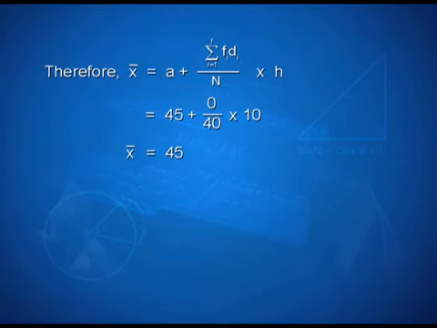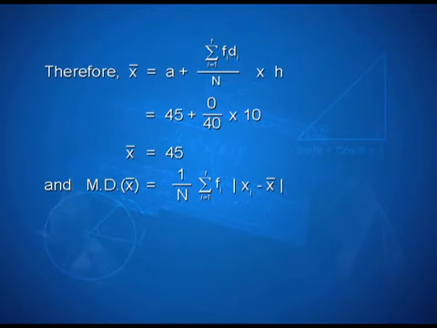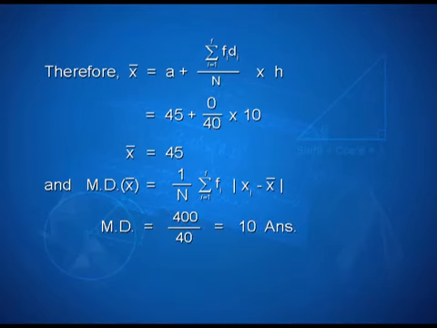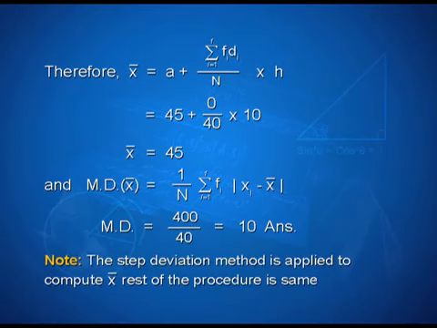That means x bar is equal to 45, and mean deviation about the mean is equal to 1 upon n into summation i ranging from 1 to 7 fi into the absolute value of xi minus x bar. So, mean deviation is equal to 400 upon 40, that is equal to 10. Note that the step deviation method is applied to compute x bar, the rest of the procedure is the same.